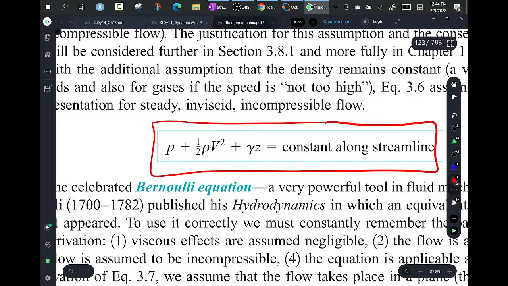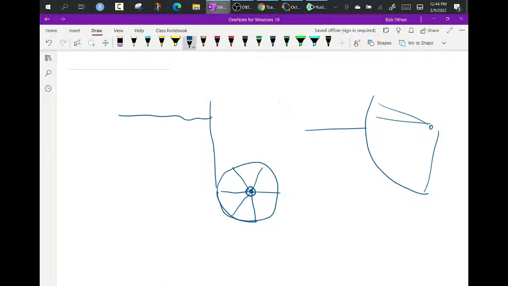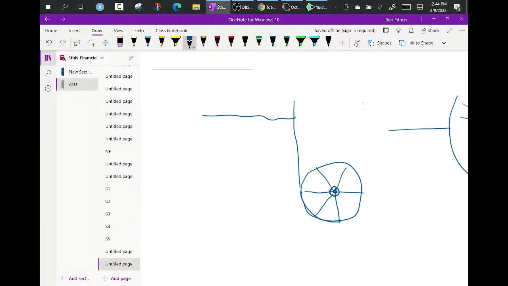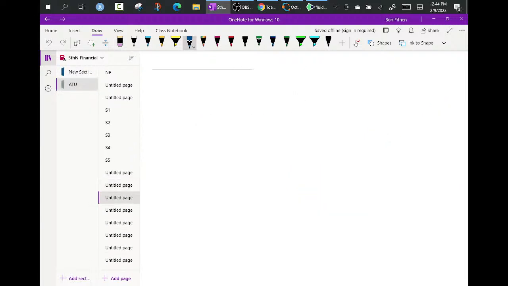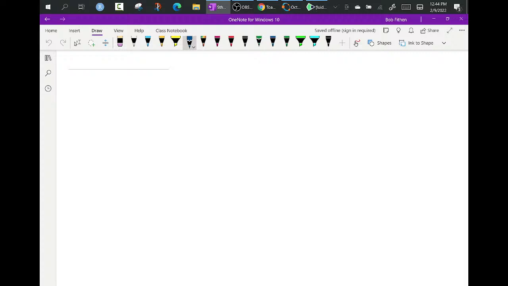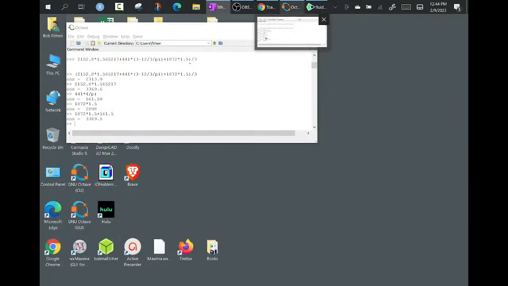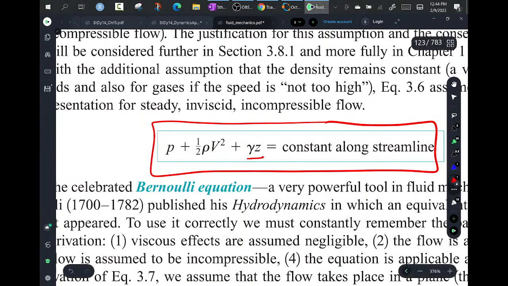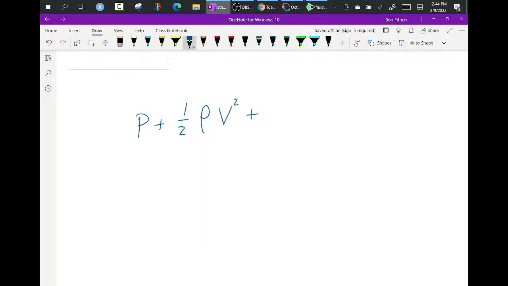Well, what is a streamline? And what are we talking about here? Let's just fill this in, because then I save a little bit. So what does his equation look like? It has P, pressure, plus 1/2 rho V squared plus, and he has a gamma and a Z. Now along a streamline, gamma Z equals a constant. What does this mean? First of all, what is a streamline?